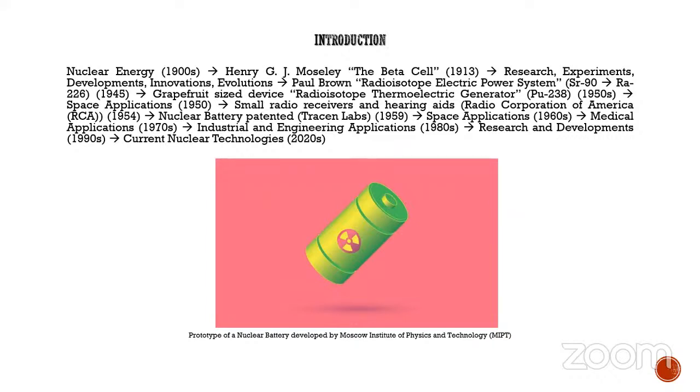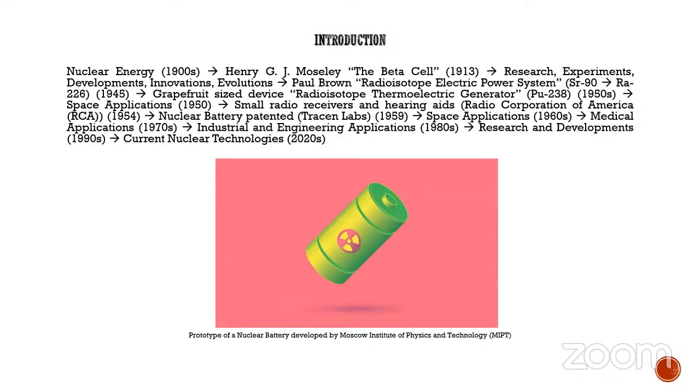And in the 1970s, it was also used for medical applications. In the 1980s, it was used for industrial and engineering applications. And after that, during the 1990s, there was a massive amount of research and development going on. And after that, you've never heard of nuclear batteries and all the nuclear generators or atomic batteries. There's a reason why. I'll tell you after some time.